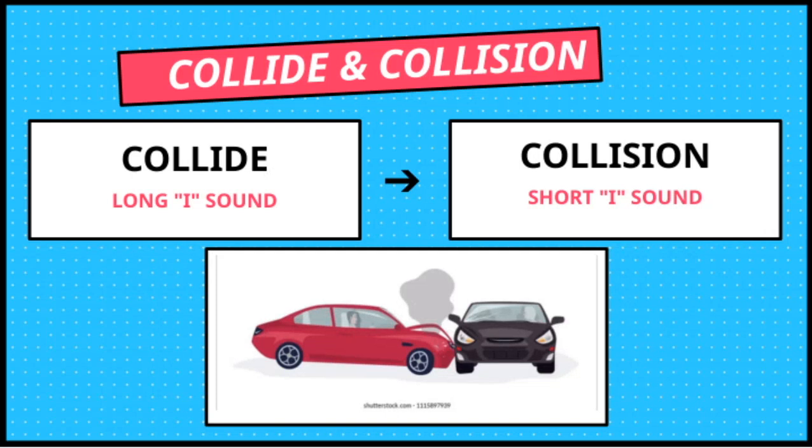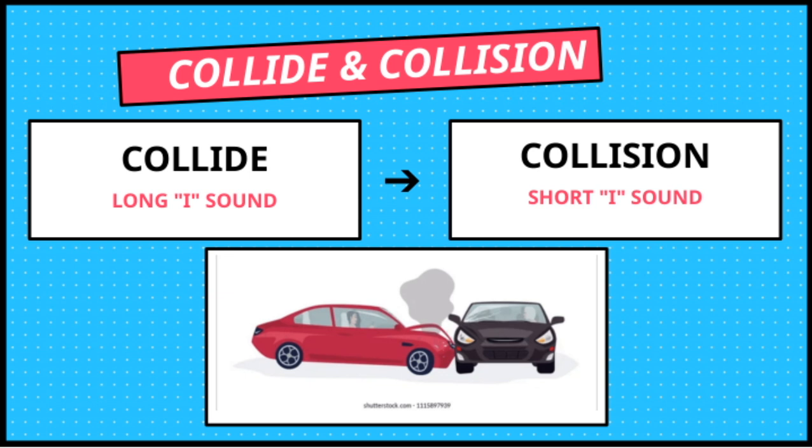Let's take a closer look at the sounds involved here. First, we have the short I sound, which is found in words like collision. This sound is quick and relaxed, almost like a brief flicker in your speech. Now contrast that with the long I sound, which appears in the word collide. This one is stretched out a bit more, giving it a more drawn-out feel.